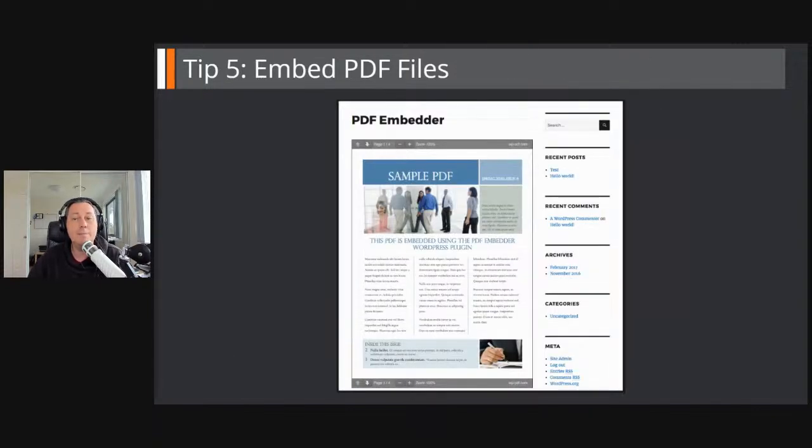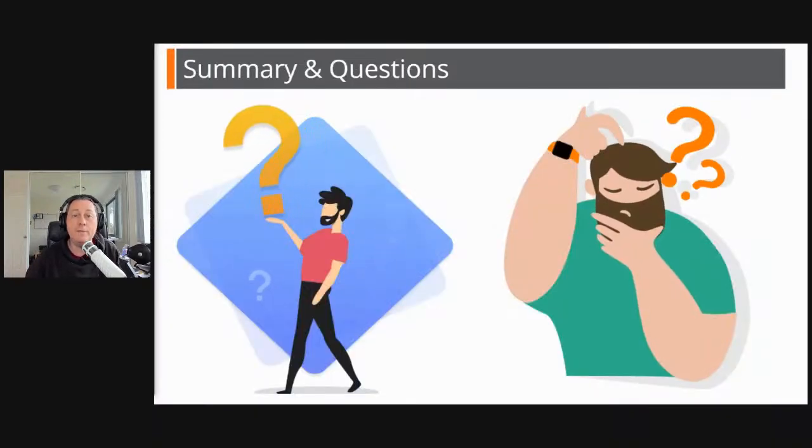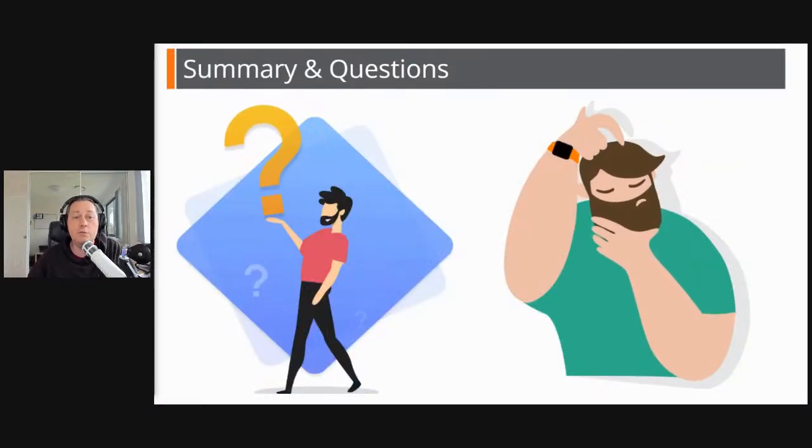And then lastly, it's embedding those PDF files using this particular PDF embedder plugin, which has its own JavaScript library and it doesn't expose the URL of the PDF file, so that remains protected. So those are my 5 tips for protecting your PDF files from unauthorized access and distribution.